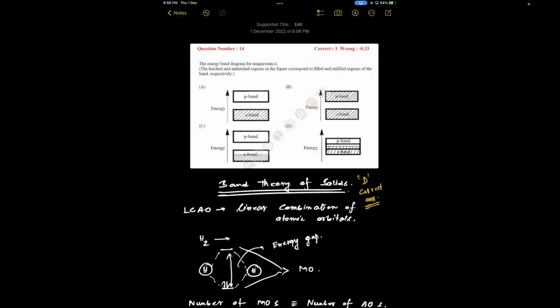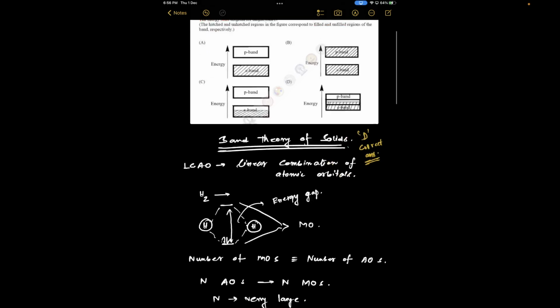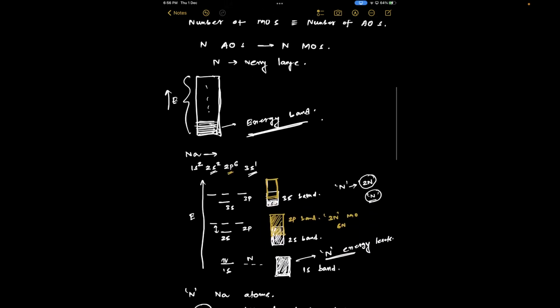It is clear now why these two bands, the S band and P band, have to overlap with each other, because the 3s and the 3p orbital energy gap is small. That's why when the 3s and the 3p orbitals of n number of atoms overlap with each other and form a continuous band, these two bands will also overlap with each other. So in here they are overlapping.